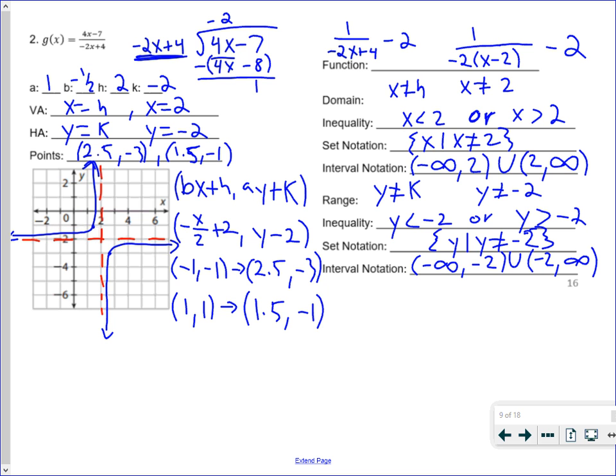What I want you guys to do now is try to pause the video and try number 3 on your own. The biggest tip I can give you for number 3 is don't forget to factor out the A in the top. You have to have a 1 as a numerator. So pause the video, try to do number 3, and I'll post the answer and we'll go through it in a second.